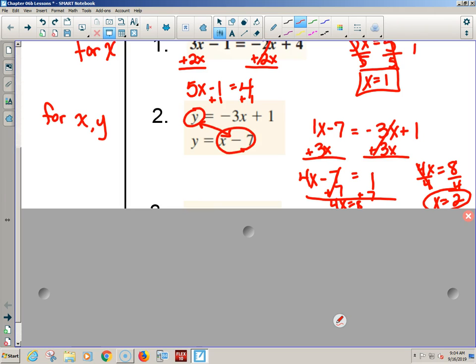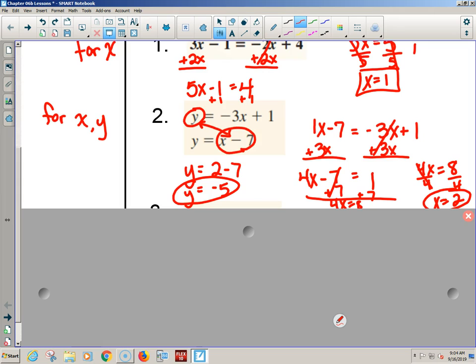I could go to either equation technically, but I don't know about you guys. Does this one look easier to you? Yeah. So if I was substituting, y would equal not x minus 7, but 2 minus 7. And 2 minus 7 is negative 5. We could have graphed 2 lines, and 2 lines intersect.